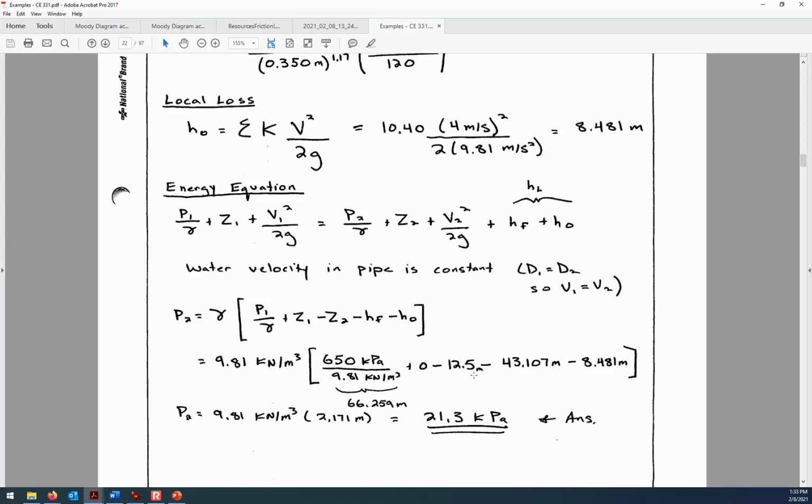The elevation difference, because it's an increase in elevation, means that there's less pressure as you go downstream. So minus 12.5 is the reduction in head because of the increase in elevation at 2. Likewise, the decrease in head due to pipe friction and local losses. When you add all that together, there's only going to be 2.2 meters of head remaining at location 2. And so that's a pressure of 21.3 kilopascals.